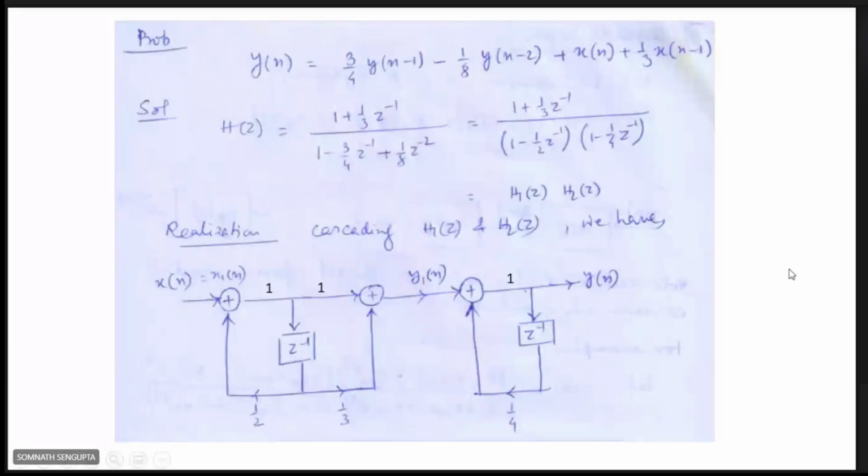So 1 by 3, and 1 minus of minus 1 by 2, so it is 1 by 2. Then H1(z) is over. H2(z) is how much? 1 by 1 minus 1 by 4 z inverse. In this stage, if you use direct form 2 realization, there is only one coefficient in the numerator, that is actually 1.